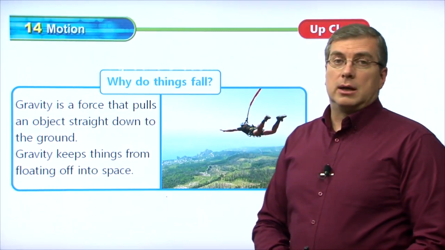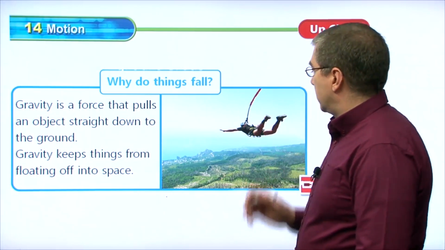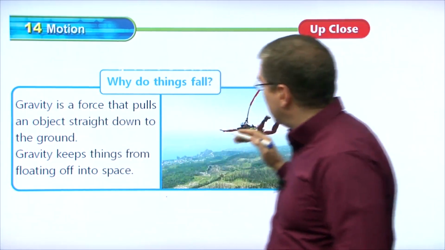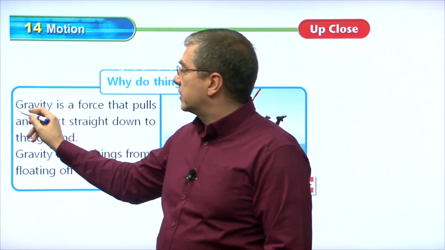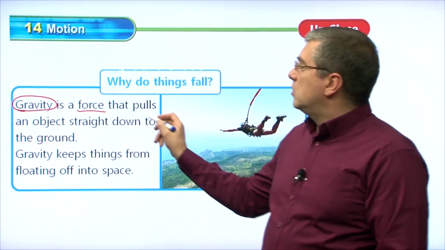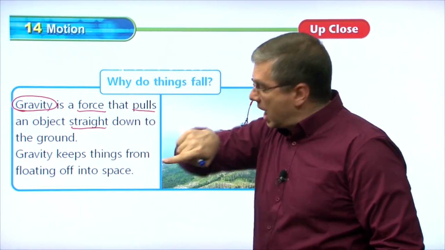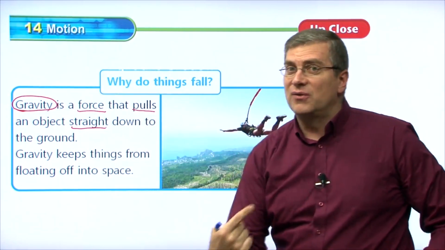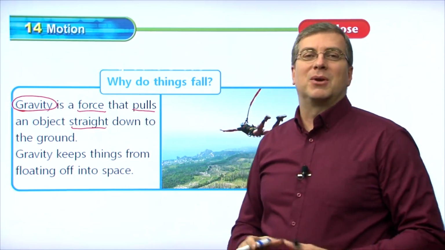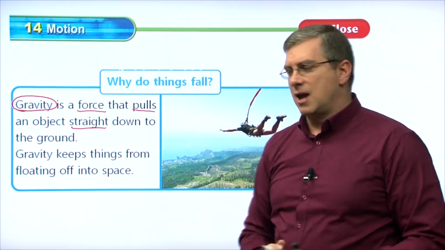Okay, let's take a look at our chart here. We're talking about a certain type of force, right? Somebody is falling in the air. And the force that's making this person go to the ground is, of course, gravity. Gravity is a force. It's a type of force. What does it do? It pulls an object straight down. Not in a zigzag, right? Not in a curve, but straight down to the ground, okay? That's important to remember, right? Gravity doesn't make something fall in a zigzag pattern. That's kind of silly. It falls straight down.